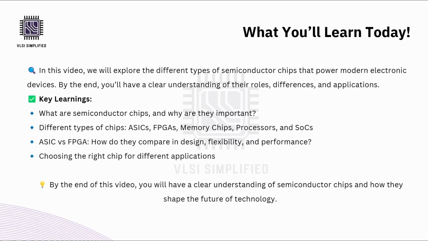What you will learn today. Key learnings of this video are: what are semiconductor chips and why they are important; different types of semiconductor chips; and ASIC versus FPGA, how do they compare in design, flexibility and performance; and when to choose and how to choose ASIC and FPGA. By the end of this video, you will have a clear understanding of semiconductor chips and how they shape the future of technology.